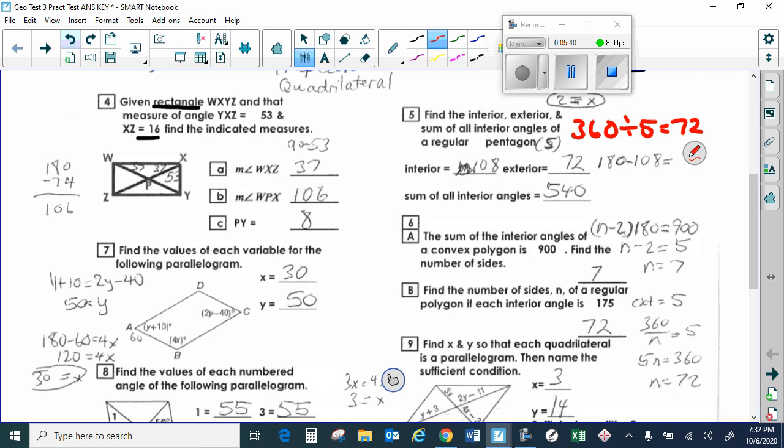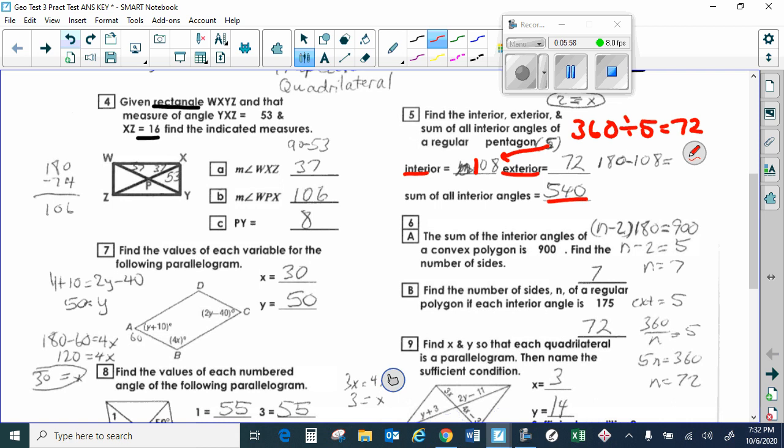I know the exterior angle and the interior angle form a linear pair, which means they add to 180. So 180 minus that 72 is 108 right there. Okay, well then each interior angle is 108, and there's 5 angles, so I multiply that by 5, and I get 540.